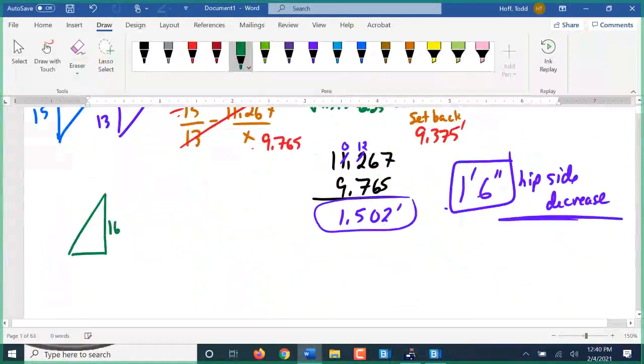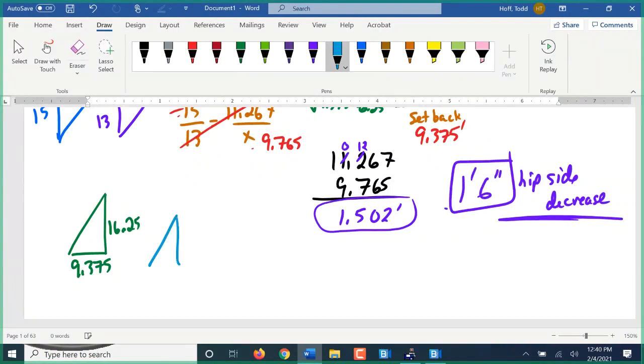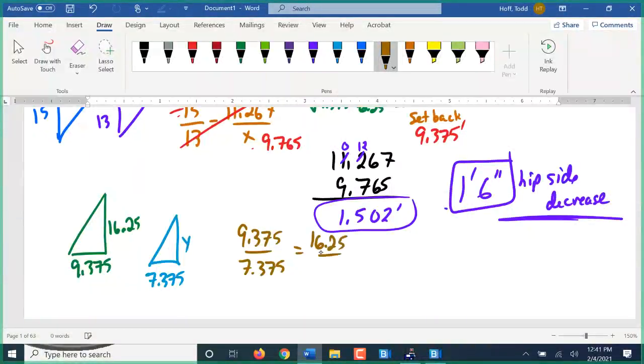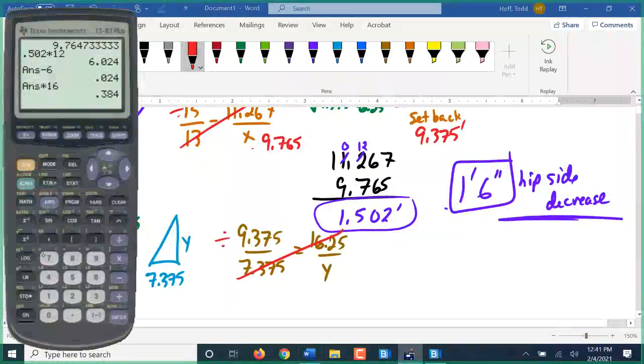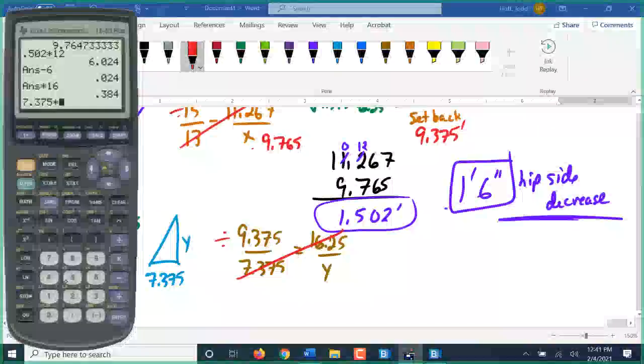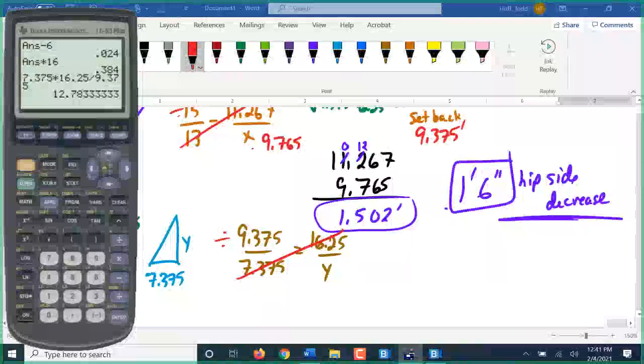So we've got 16.25 and 9.375. I call that Y, and this is 7.375. So I've got 9.375 is to 7.375 the same way 16.25 is to Y. So once again, we're going to cross multiply and divide. 7.375 times 16.25 divided by 9.375 is 12.783.